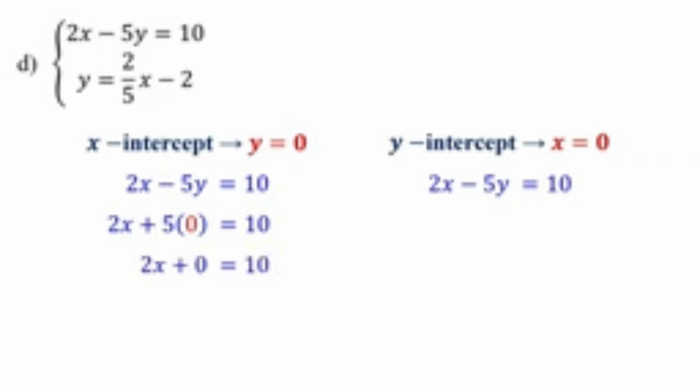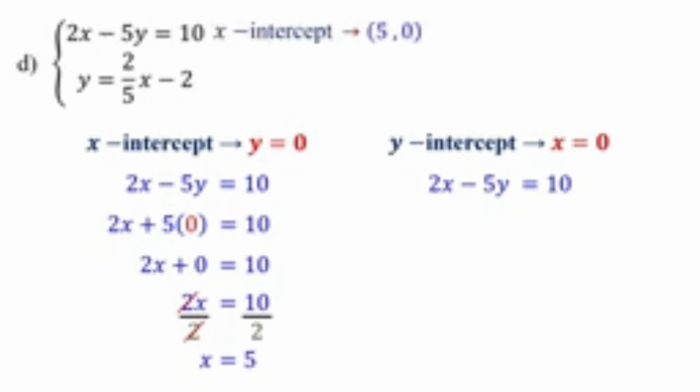5 times 0 equals 0, and we get 2x equals 10. Divide both sides by 2 to isolate x. 10 divided by 2 is 5. So, the x-intercept is (5, 0).